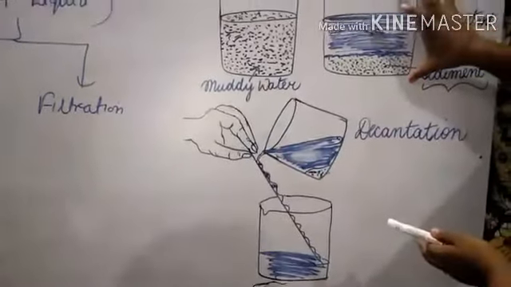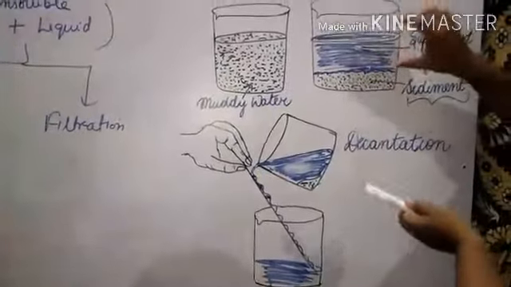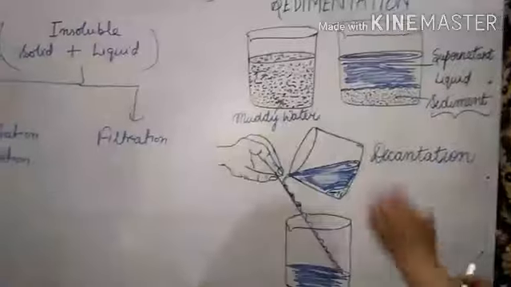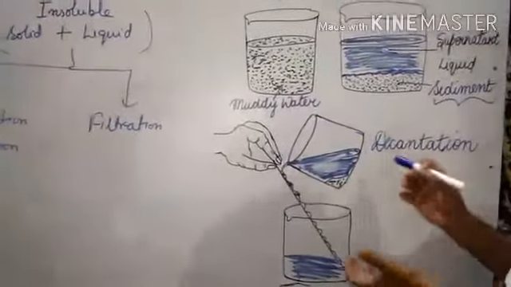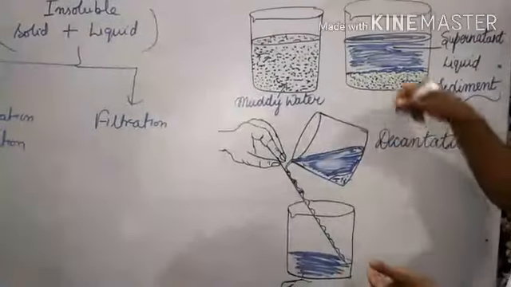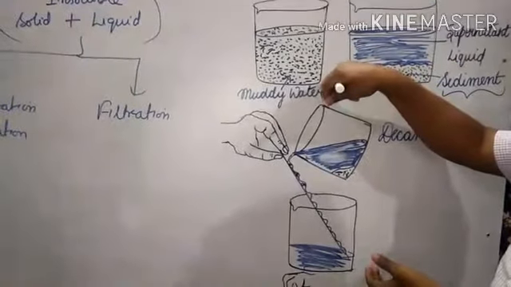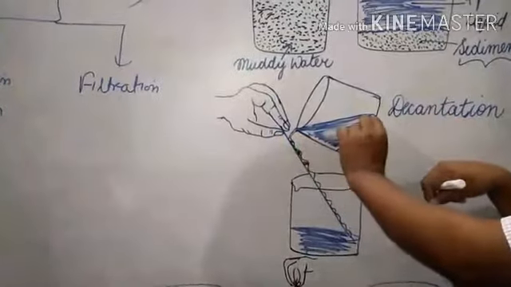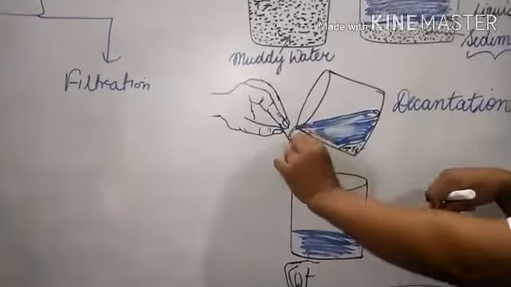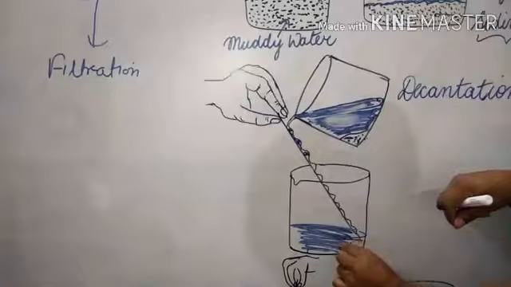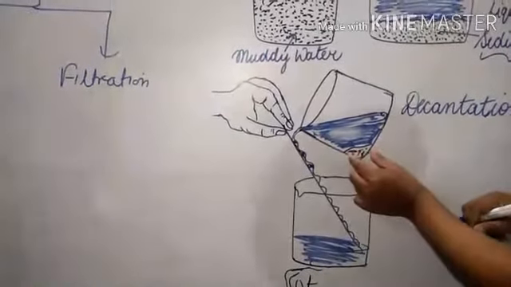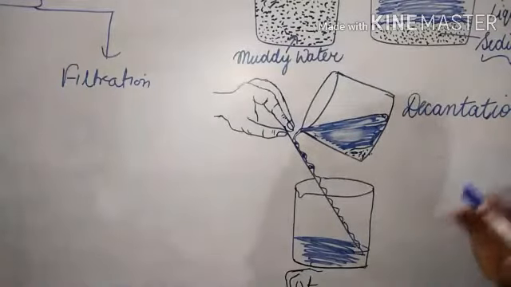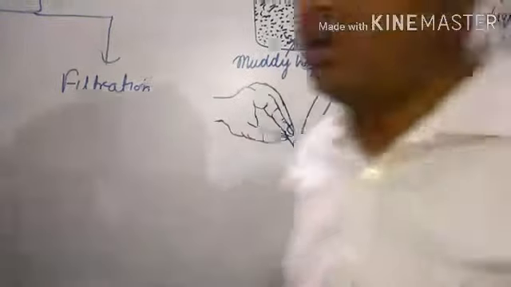They are in the same vessel. Now we have to separate this supernatant liquid and this sediment. Without disturbing the sediment, it is very precisely poured down with the help of a glass rod, and this supernatant liquid is collected in another vessel. This process is known as decantation, and this is a very simple one, all of you must be knowing.